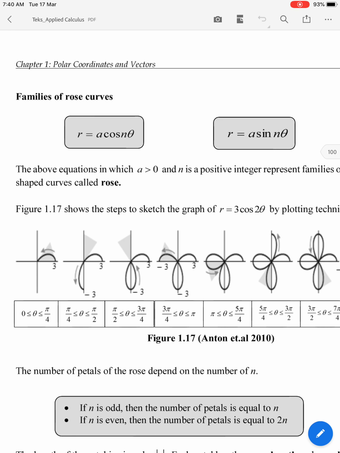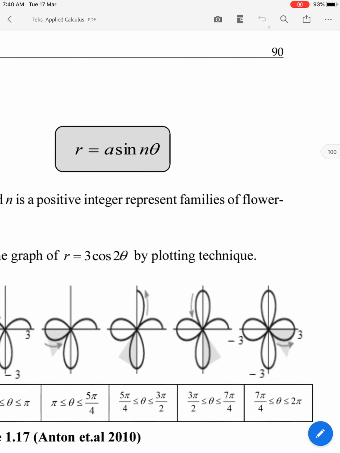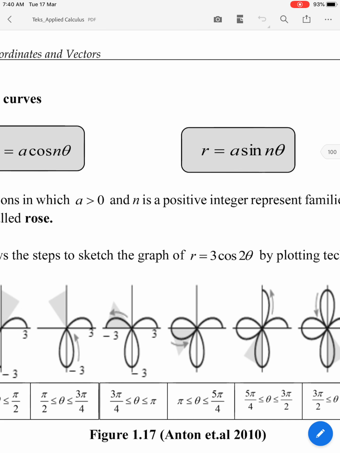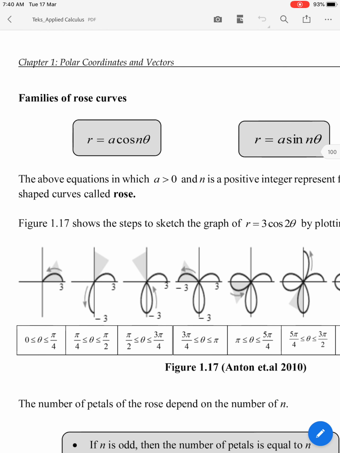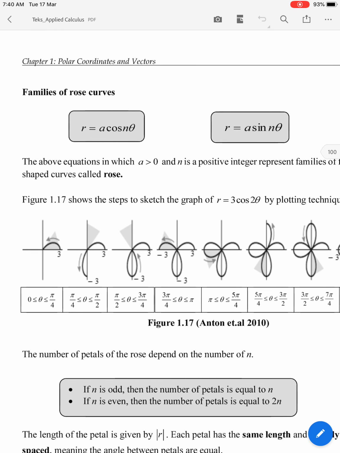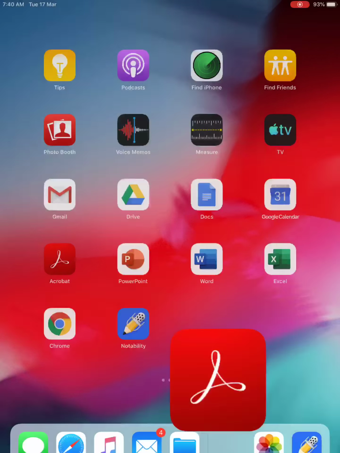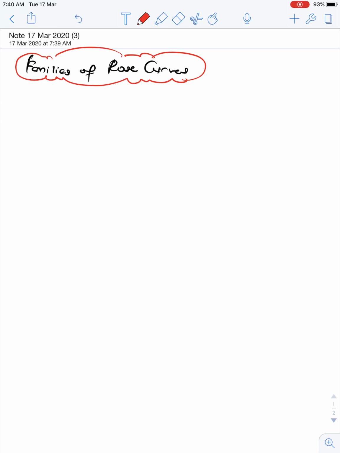So you may turn to page 90 using your module, Family of Rose Curves. I will teach you the easier way to sketch the graph of rose curves. Basically, for rose curves, we have two types of equations.